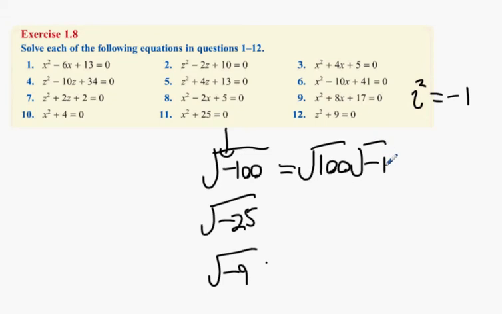Likewise, if I'm doing the square root of minus 100, I can rewrite that as root 100 by root minus 1. What is the square root of minus 1 in complex numbers? Just give me a second. i equals the square root of minus 1. It equals i.